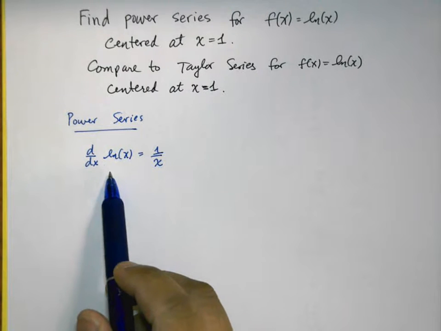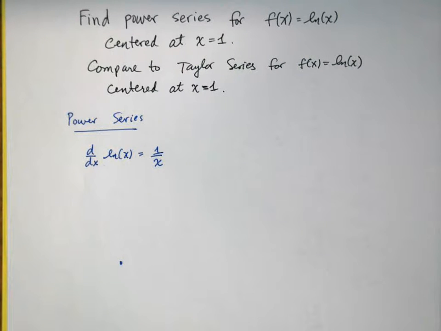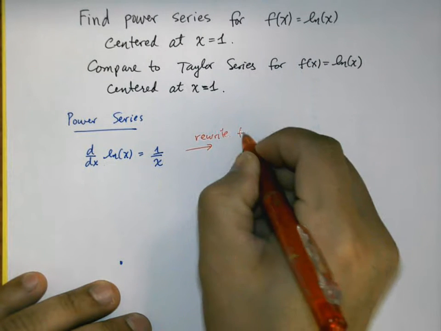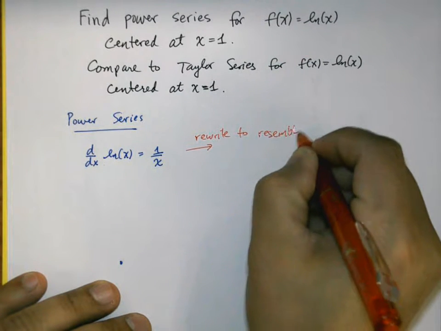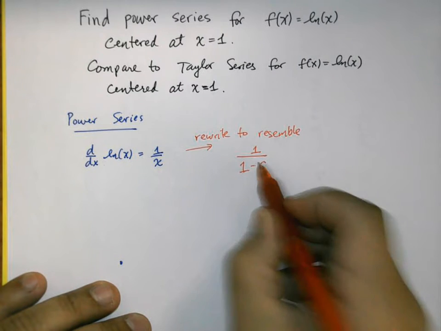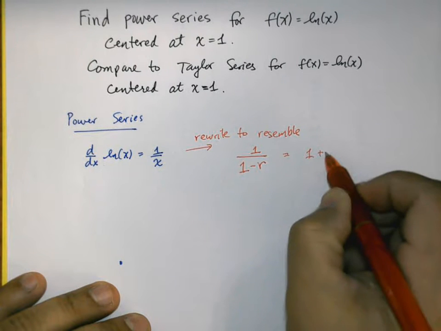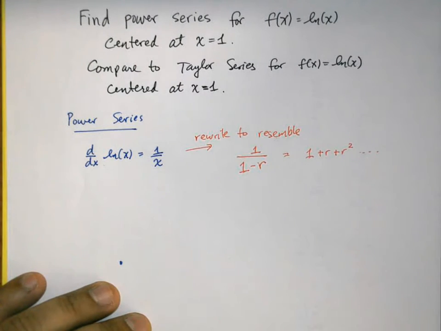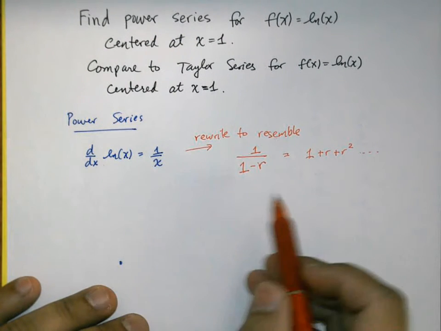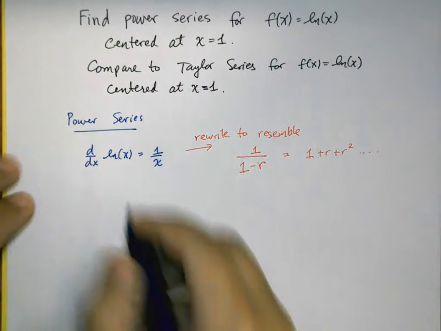It's just like we did for the arctangent in the previous video. Now, our goal here is to rewrite this to resemble something like 1 over 1 minus r. Because this is the sum of a geometric series, and this can be expanded easily to 1 plus r plus r squared, and so on. So we want to find some way to rewrite this function 1 over x to resemble the power series form of this. And it's not terribly difficult.